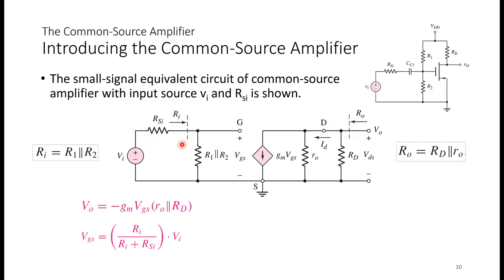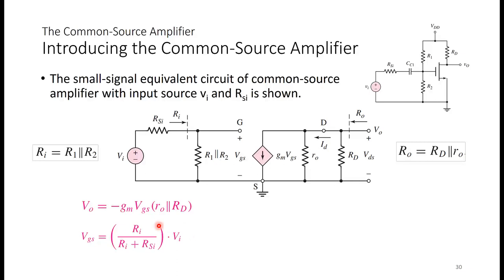So if you want to find VGS, which is the voltage drop across the parallel equivalent resistance of R1 and R2, I can just do VGS equals R input divided by R input plus the input source resistance RSI, times input voltage Vin. So I can now replace this expression of VGS in V out with the expression of VGS that we found from this voltage divider rule.